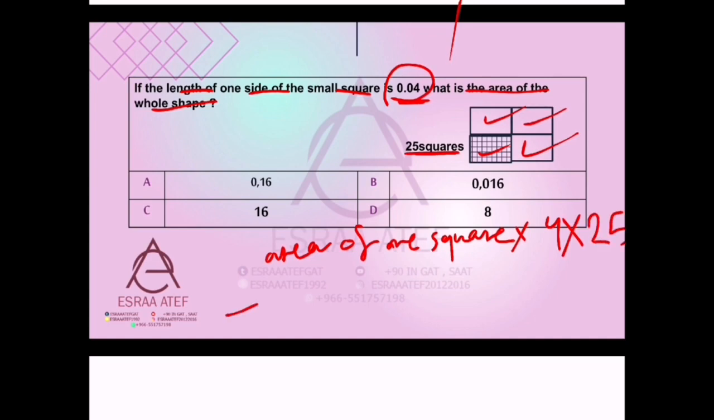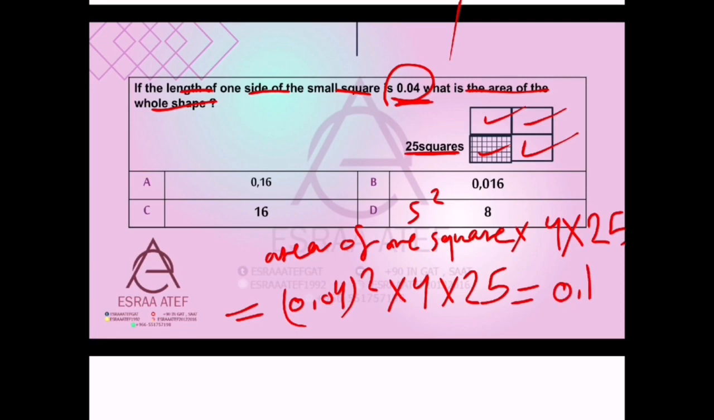So the area of the square means the side length squared, which is 0.04 squared, times 4 times 25. If we times them with each other, they will be 0.16. So the answer will be this one.